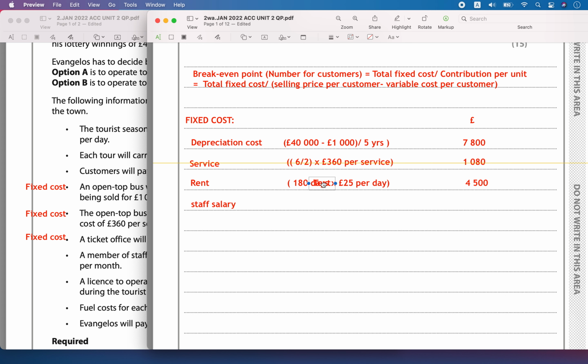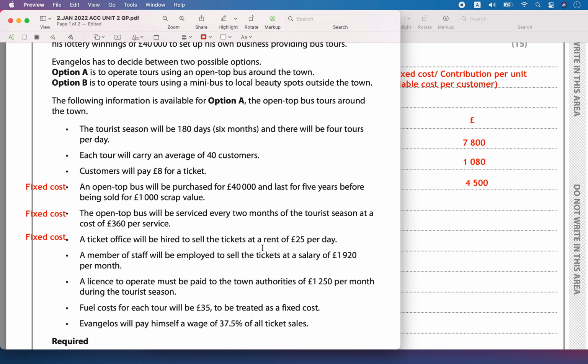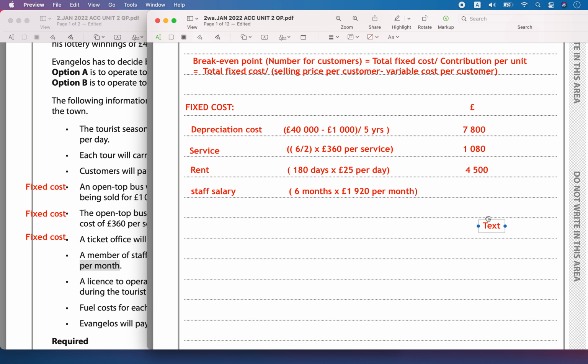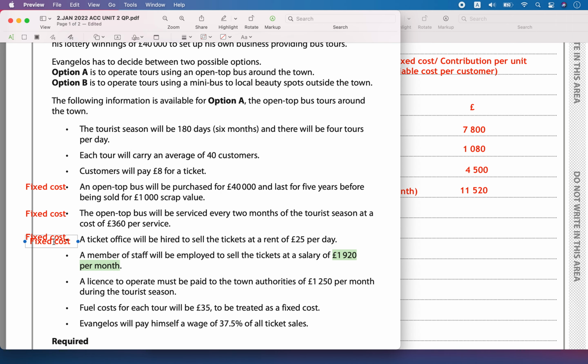So that is going to be equal to, for 6 months, every month you are going to pay 1920 per month. So that is going to be equal to 6 into 1920 pounds, that is 11,520 pounds. So this is also a fixed cost.